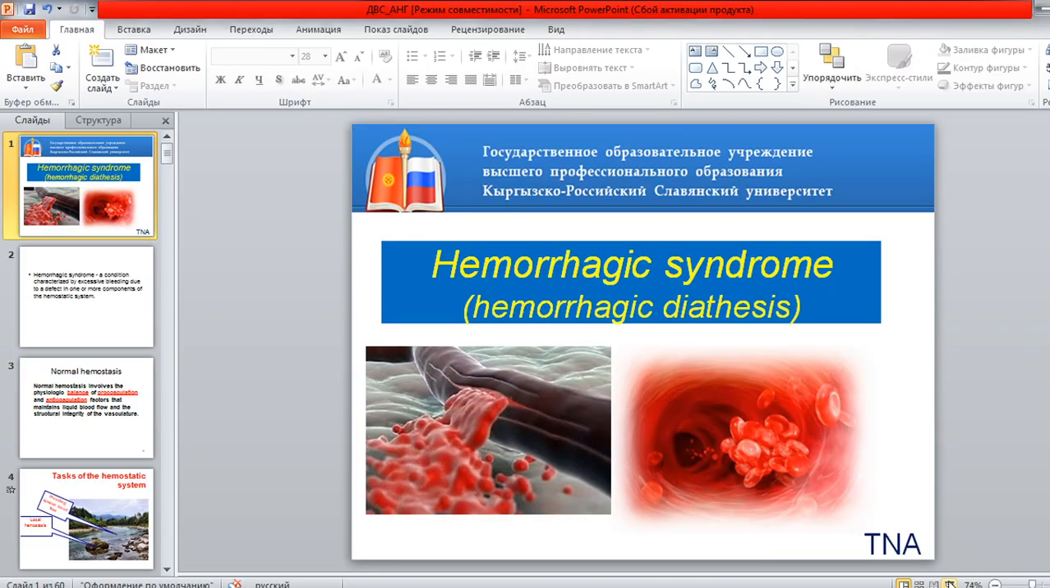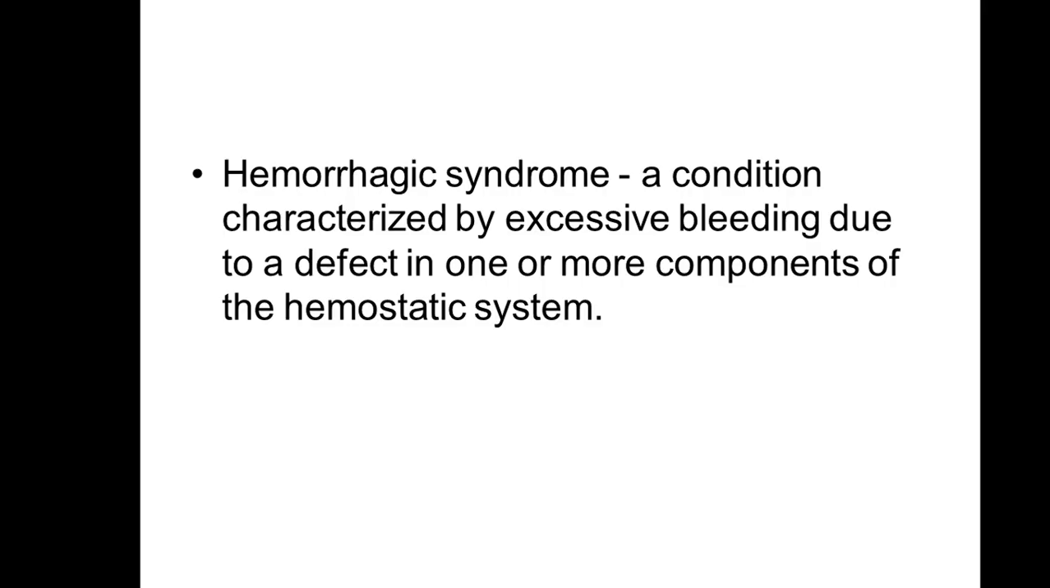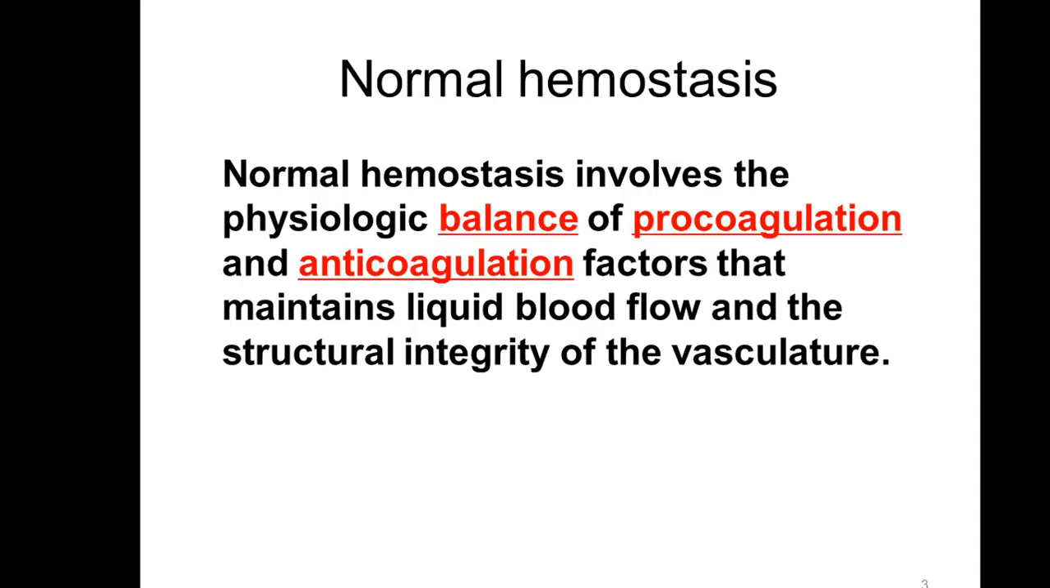Hello dear respected students, today we are continuing discussing hematological disorders, and I'd like to discuss today hemorrhagic syndrome or hemorrhagic diathesis. Hemorrhagic syndrome is a condition which is characterized by excessive bleeding due to defect in one or more components of the hemostatic system. Before discussing hemostatic disorders, I'd like to remind you of normal hemostasis.